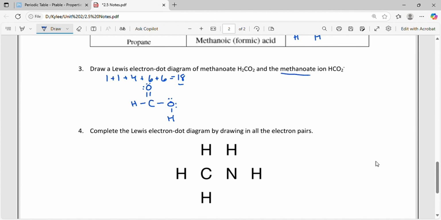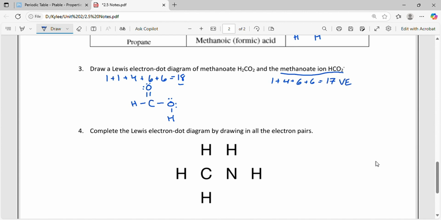Now they want us to do the methanoate ion. And we haven't done an example of an ion yet. For an ion, we first add up the electrons. I have 1 hydrogen, 4 for the carbon. And I have 2 oxygens each that give me 6. Well, 6 and 6 is 12, 16. That gives me 17 valence electrons.